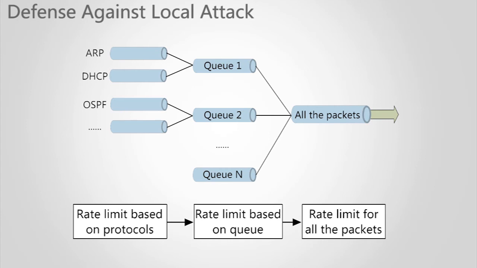The rate limit for packets of each protocol type is implemented independently. After a rate limit for a type of protocol packet is set, S9700 assigns packets of this protocol to a queue. Queue scheduling is based on the weights of priorities. Services with the highest priority are processed first. If a rate limit is set for all the packets, the total number of packets sent to the CPU is limited.